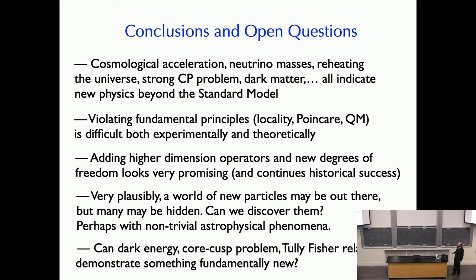If they have ridiculously tiny couplings, we may indeed have to exploit non-trivial astrophysical phenomena, perhaps of the form that I illustrated, at least one particular idea. On the other hand, could dark energy, or these potential problems, the cusp-core problem and the Tully-Fisher relation, demonstrate that the historical trend is not quite right and something fundamentally new is happening? So only time will tell.